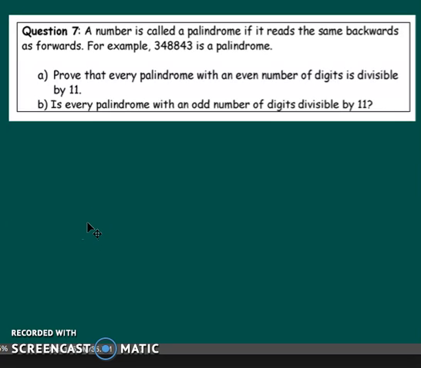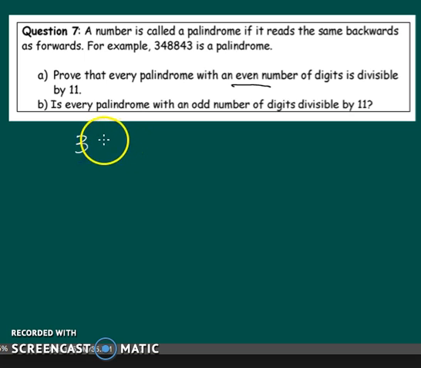So first we want to prove that every palindrome with an even number of digits is divisible by 11. What is the rule for determining divisibility by 11? We find an alternating sum. So let's use the number given in the example to check how this works.